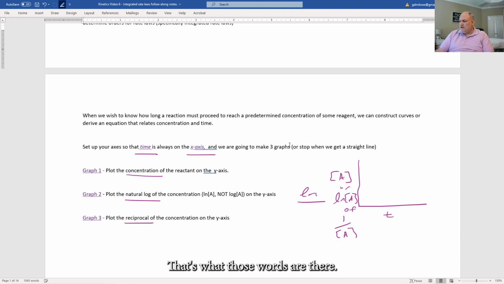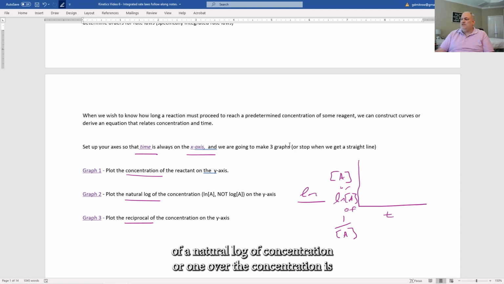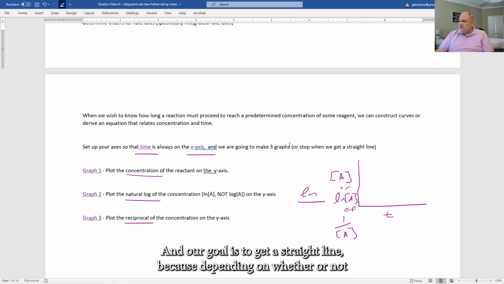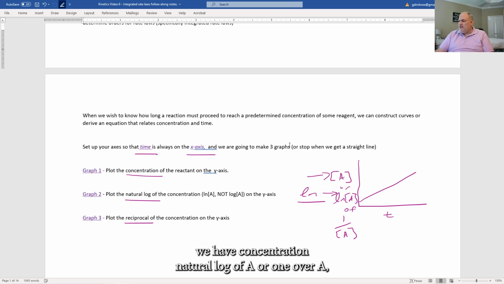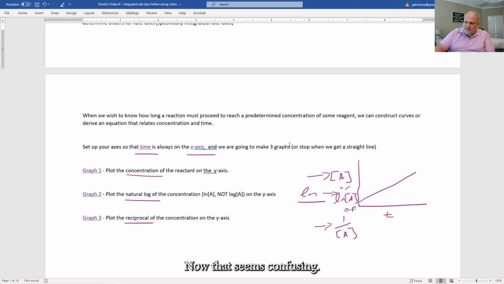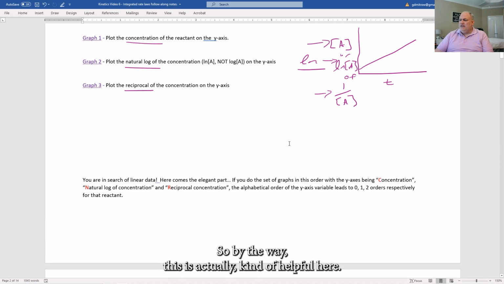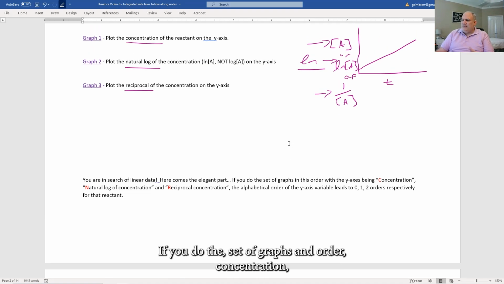That begs the question, how do we do that? Well, if we have data, we can actually figure out the concentration, the natural log of concentration, or 1 over the concentration, and actually plot a graph. Our goal is to get a straight line, because whether concentration, natural log of A, or 1 over A gives us a straight line will tell us what type of reaction we have. Now, if that seems confusing, let me show you how this works. By the way, this is actually kind of helpful: if you do a set of graphs in order, concentration, natural log, and reciprocal, it's alphabetical.